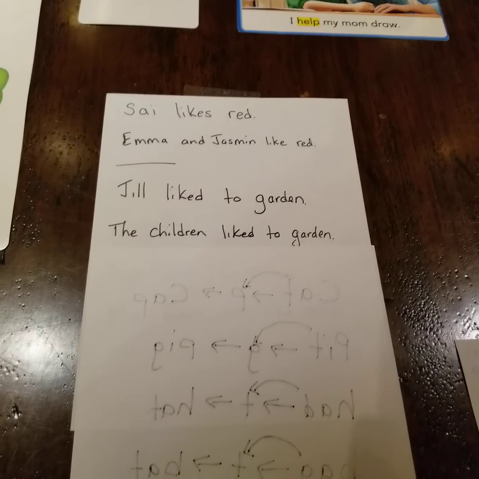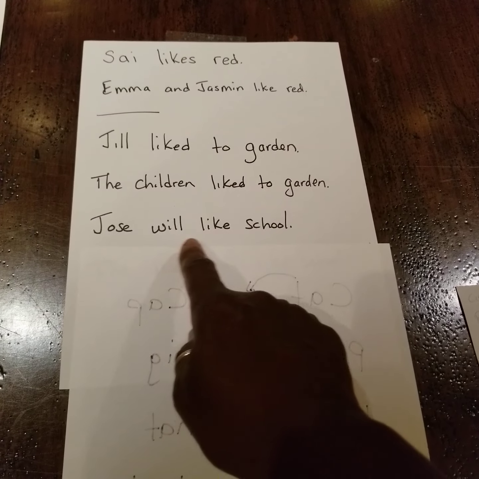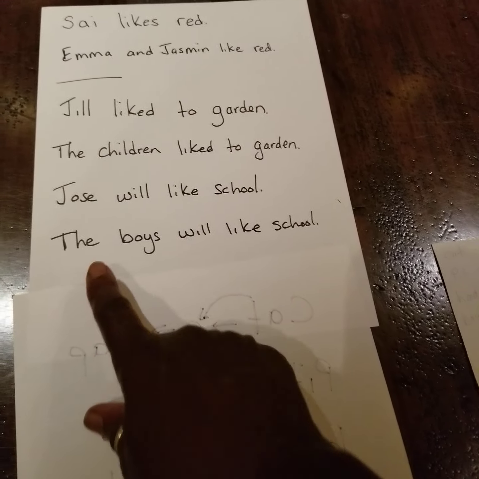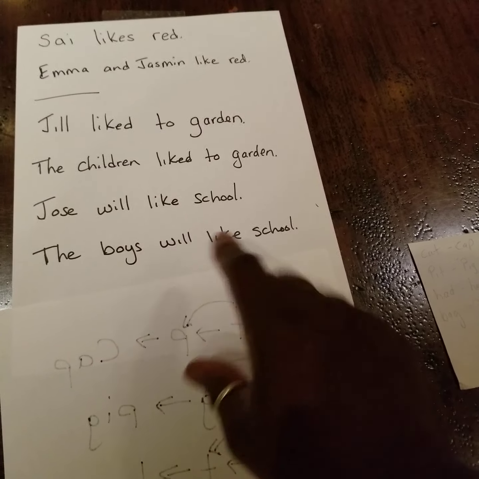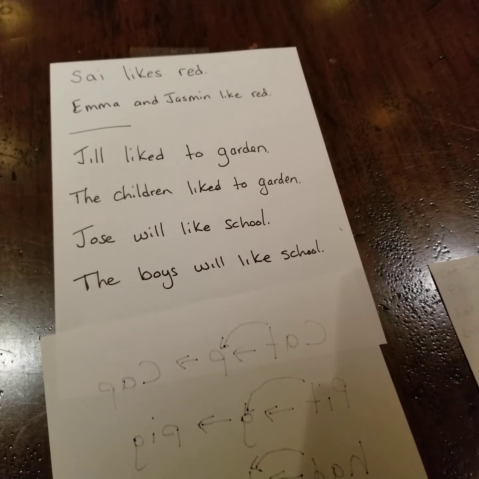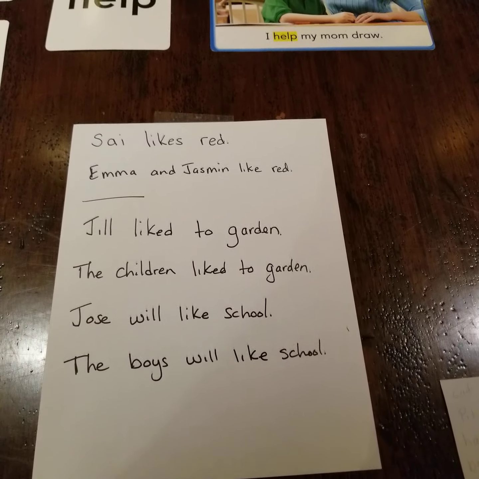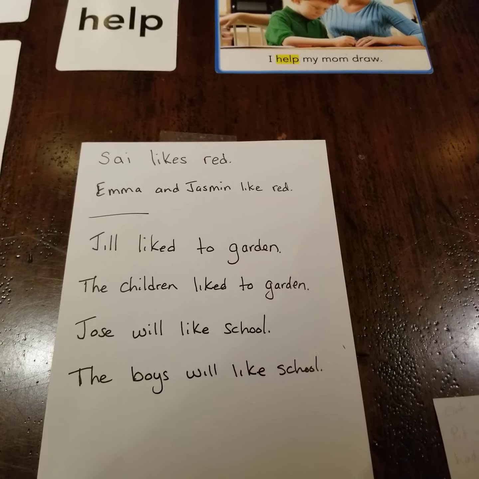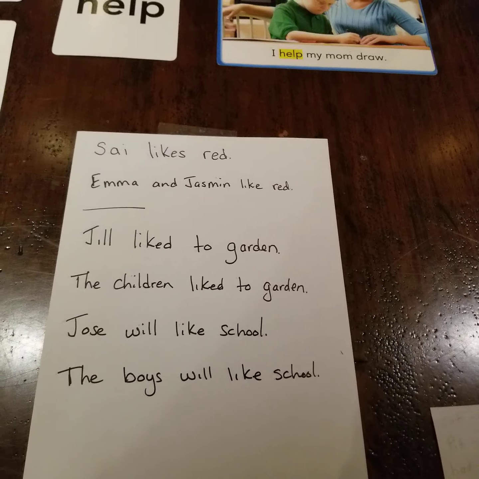All right, so let's take a look at future tense, something that will happen. "Jose will like school." In my last sentence, "The boys will like school." So for both of these sentences, it's the same. There's no S. So the only time we would add an S to the word is when it is present tense, meaning it's happening now, and it's for one person. If it's more than one person, it doesn't get an S.